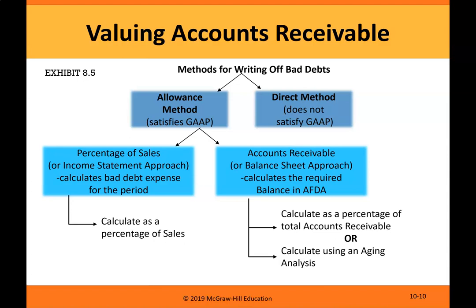Allowance method, two approaches. 1. Percentage of sales, or the income statement approach, calculates bad debt expense for the period. 2. Accounts receivable, or balance sheet approach, calculates the required balance in allowance for doubtful accounts. It's calculated as a percentage of total accounts receivable or using an aging analysis.